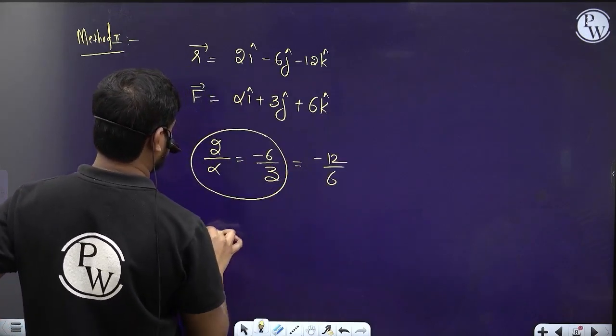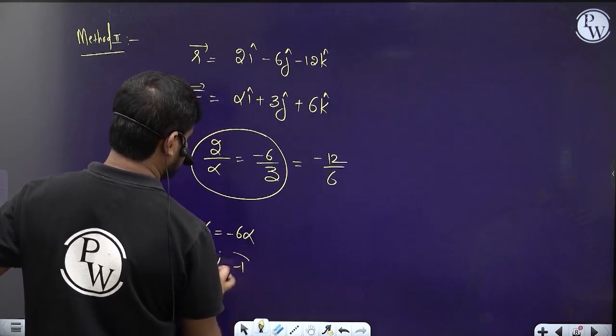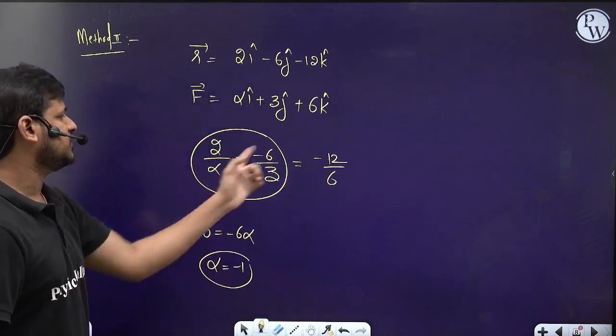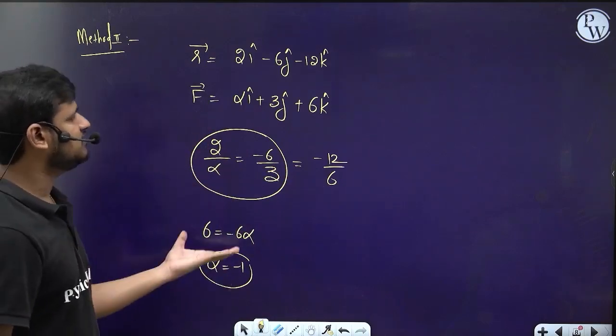So here 2 into 3 is 6, equal to minus 6 alpha. So from here alpha is equal to minus 1. Or else you can equate these two also, your wish: minus 12 alpha is equal to 12. So from there alpha is equal to minus 1. So this will be the easiest one.